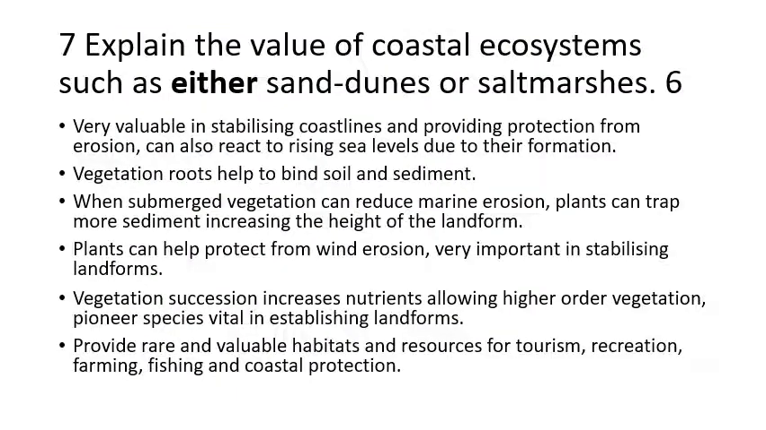So this is perhaps one of the more difficult A-level questions, explaining the value of coastal ecosystems. Now, some of you did a good job in describing sand dunes or salt marshes, but did you comment on the value of them and why they're important? And also look at the key term here, either. Some of you went on to describe both of them, but it was just one of them that you needed to do. So again, reading the question, because in the exam you'd only get credited for one of them.